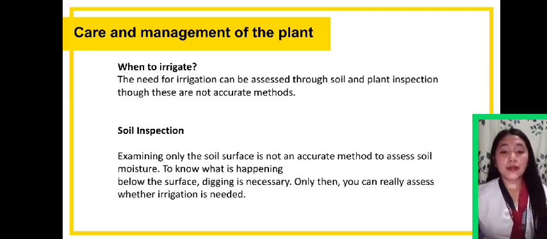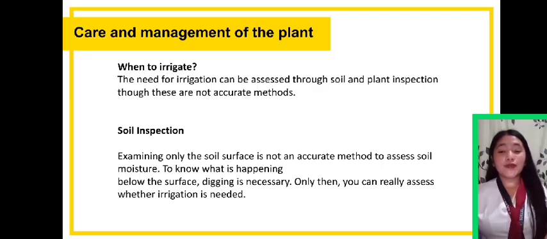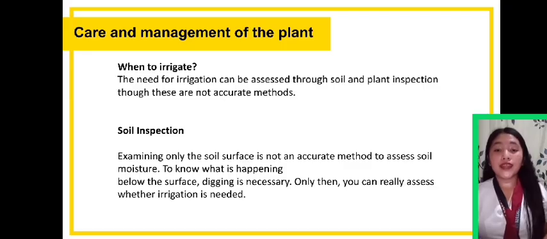When to irrigate? The need for irrigation can be assessed through soil and plant inspection, though these are not accurate methods. Check soil moisture levels regularly. Look for signs of water stress such as wilting or yellowing leaves. Irrigate more frequently in hot and dry weather. Soil inspection. Examining only the soil surface is not an accurate method to assess soil moisture. To know what is happening below the surface, digging is necessary. Only then can you really assess whether irrigation is needed.